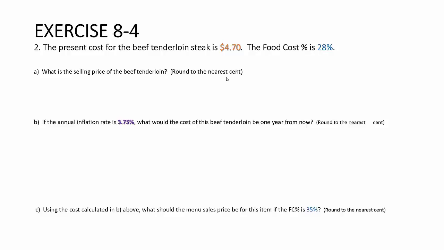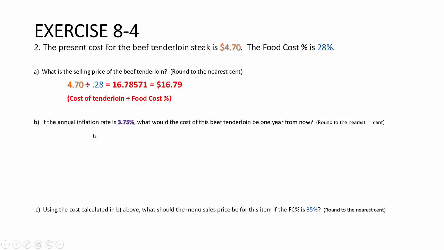Again, to figure out the selling price, we're going to take the cost and divide it by the food cost percent, or $4.70 divided by 28%, rounded to the nearest cent, $16.79. That should be the selling price if we were only selling the tenderloin.